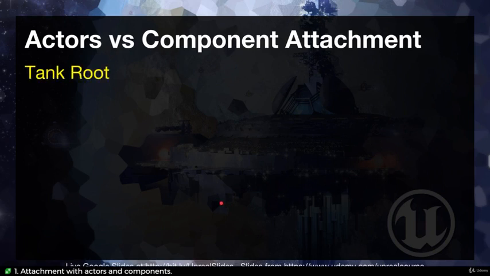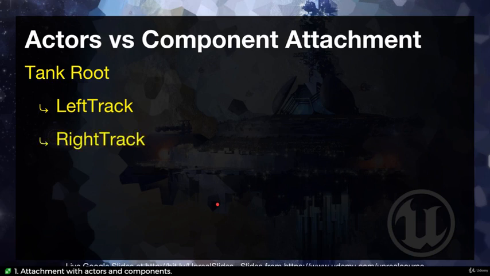So if you have a look at this, the tank root here is a scene component. Then the left track underneath it is a scene component attached to it with its own relative transform, and then a right track which is also attached to the tank root. But what we can do is spawn an actor and attach it to the right track. What that means is that the root component of the wheel is going to be attached to the right track scene component. So this is a scene component, that's a scene component, they get attached to each other.